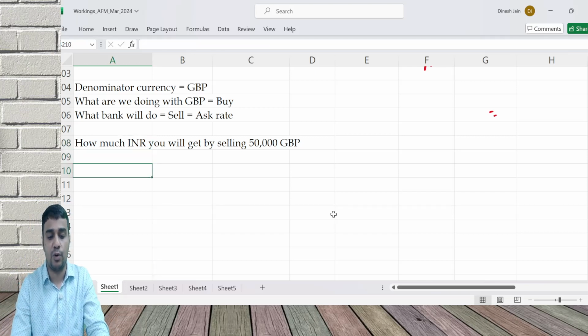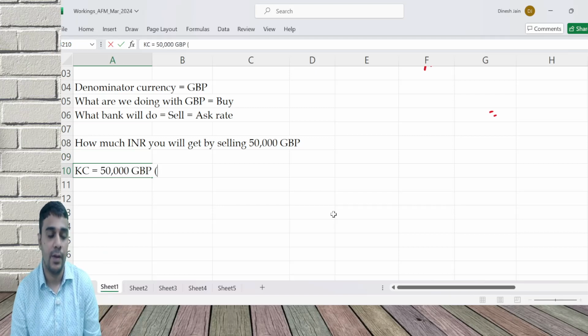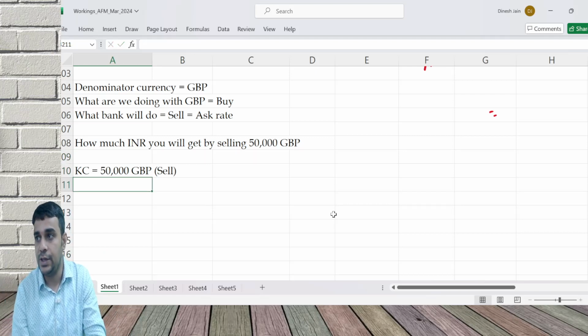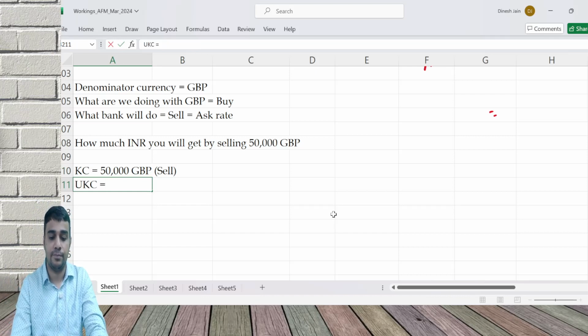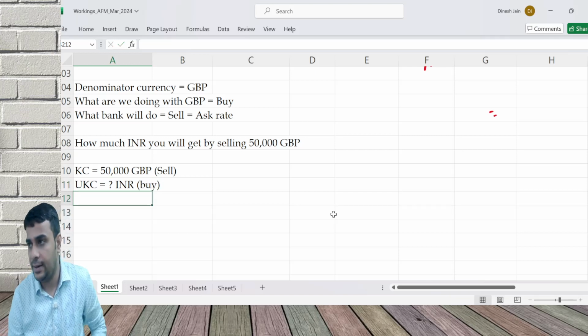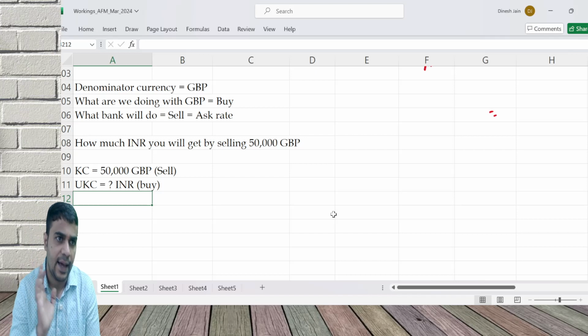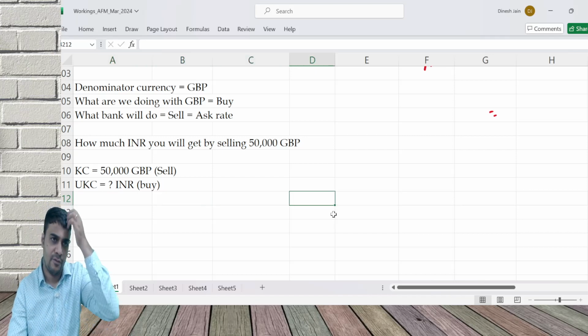Known component is equal to what? 50,000 GBP, in bracket sell. What are you going to do with GBP? Sell. Unknown component: question mark INR. Indirectly you are going to buy INR. Let's be very clear. I can buy INR, I can sell INR here. Indirectly I am going to buy INR. Step 1 is done.